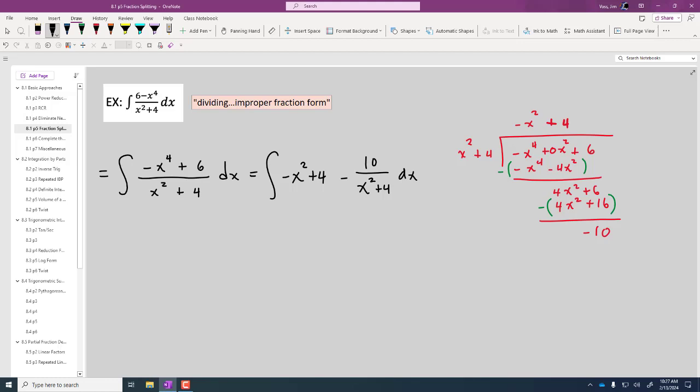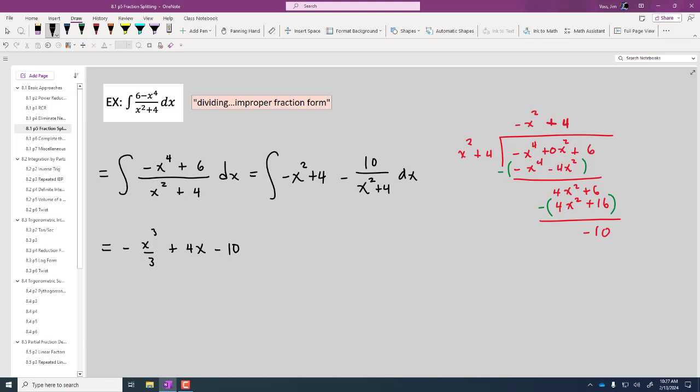So that is the long division step, the wrong division step. It's one of those things you just have to recognize: the power up top is bigger, so long divide. Then we can do our power rule, so negative x cubed divided by 3 plus 4x minus 10.